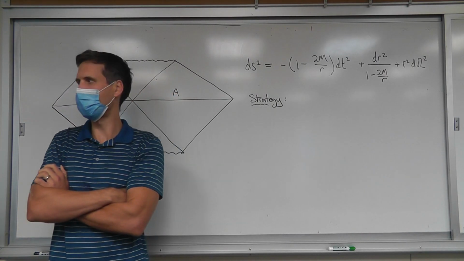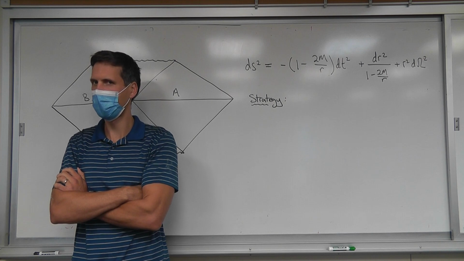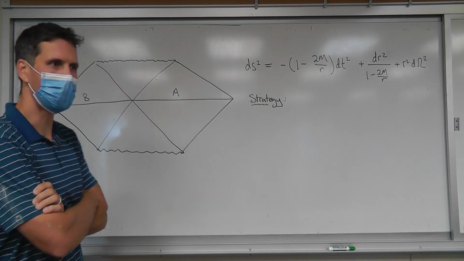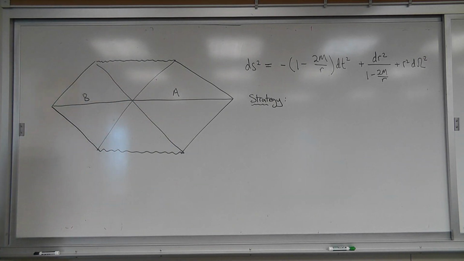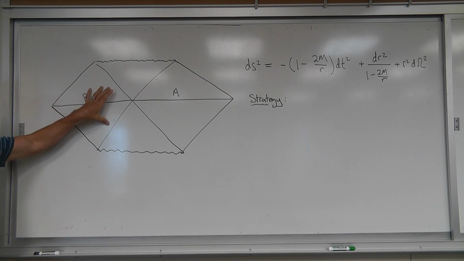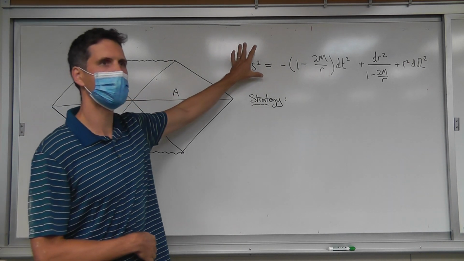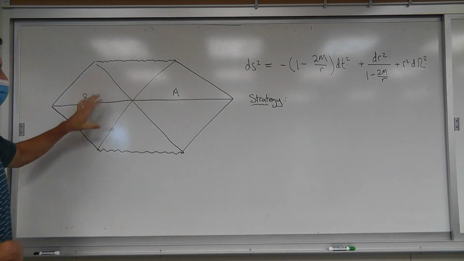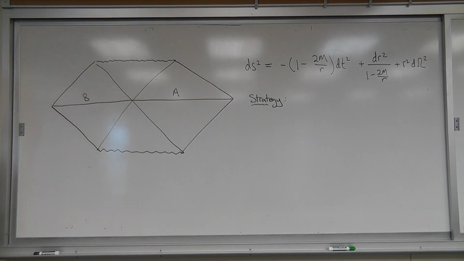So we started talking about Hawking radiation. We're going to finish Hawking radiation today, I think. So this is the eternal Schwarzschild black hole. That is the maximal analytic extension of the Schwarzschild metric. This is not what actual black holes look like, but that's okay.